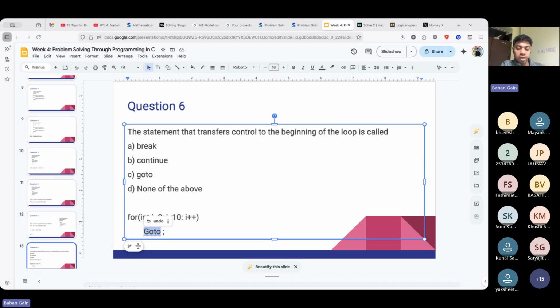But if we apply continue, say initially the value of i was 0, continue will go to the next part. Even for while, if we don't apply any increment condition, it will just go here again, check all the conditions and continue the program. So yeah, continue is the statement which transfers the control to the beginning of the loop. So this is the correct option.